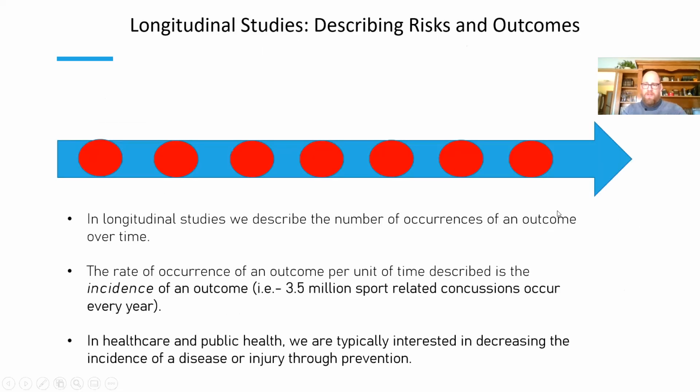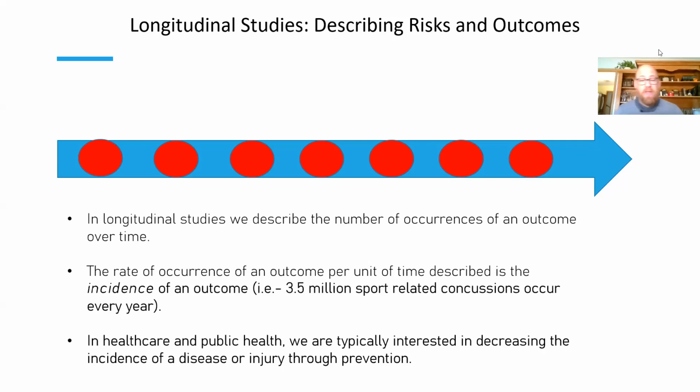Now, check this out. I've got a little bit of a background in sports injury epidemiology, so to me, this is kind of cool. But ultimately, with longitudinal studies, we are looking at ways to describe risks and describe outcomes. We want to know which populations we are defining as potentially at risk for a certain outcome. What's an example of that?